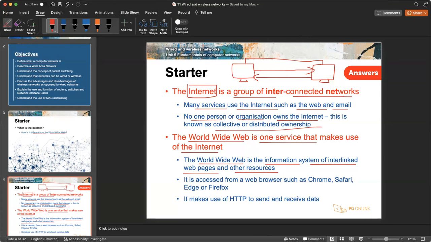The internet is a group of interconnected networks which share resources, from which you can go through any website or any email. But WWW, the World Wide Web, is a service in which you browse any website and download resources. And it is used with the help of a web browser, such as Chrome or Safari or Edge.